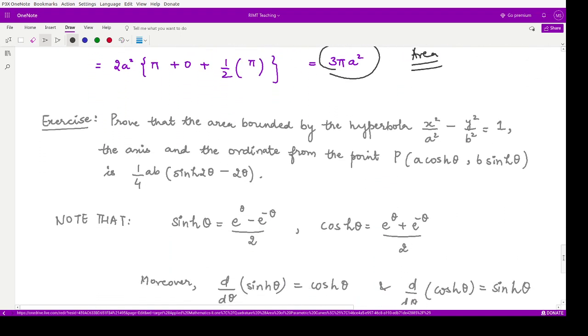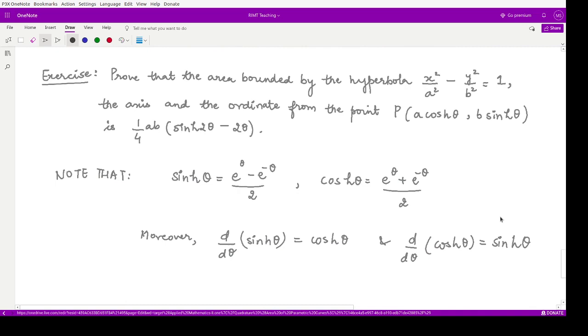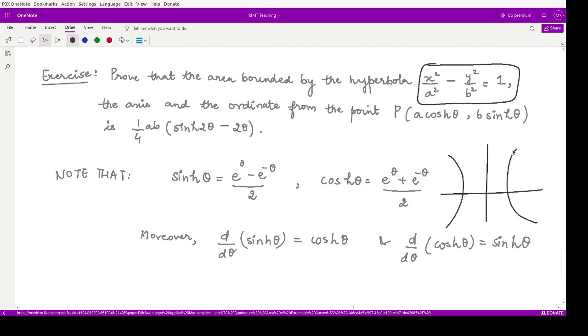So I have one question for you. Please note it down. The question says you have to prove that the area which is bounded by this hyperbola. What is the shape of a hyperbola? Hyperbola looks like this, right? They are saying prove that the area bounded by the hyperbola and the axis and the ordinate from the point A cos hyperbolic theta and B sin hyperbolic theta is this one. So this is the given area.